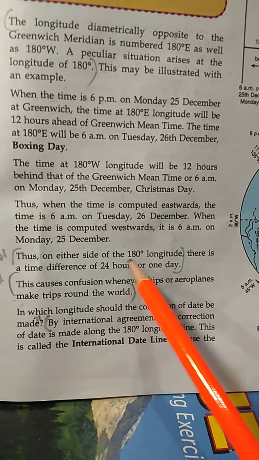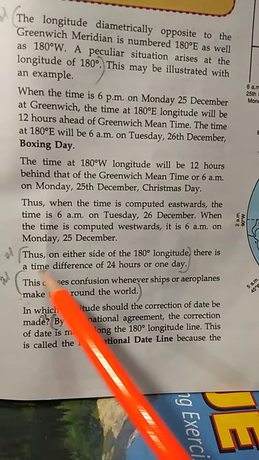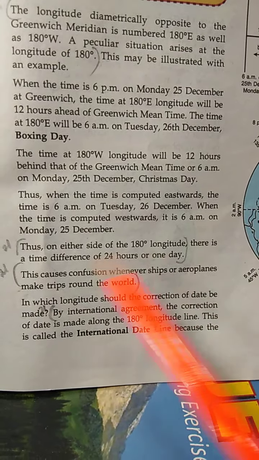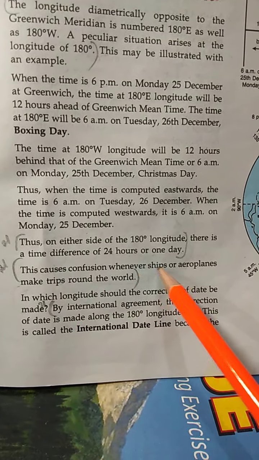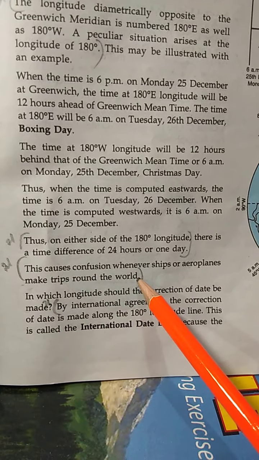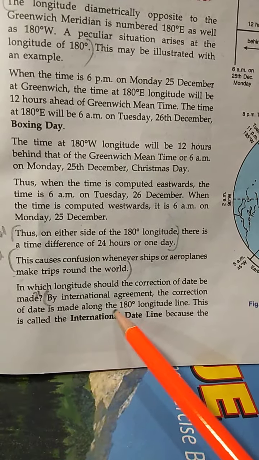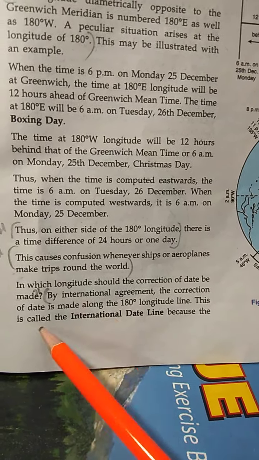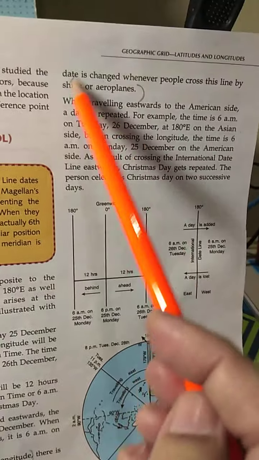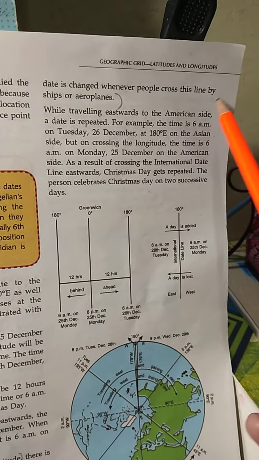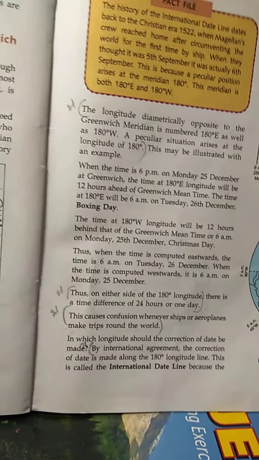On either side of 180 degree longitude, there is a time difference of 24 hours or 1 day. This causes confusion whenever ships or aeroplanes make trips around the world. By international agreement, the correction of the date is made along the 180 degree longitude line. This is called the international date line because the date is changed whenever people cross this line by ships or aeroplanes. The answer is to be given in this way.